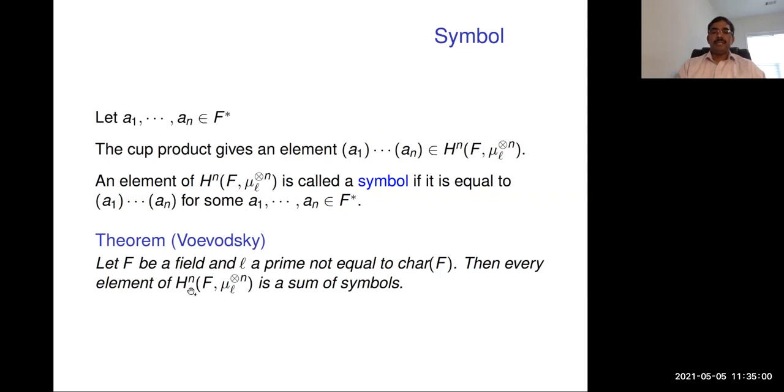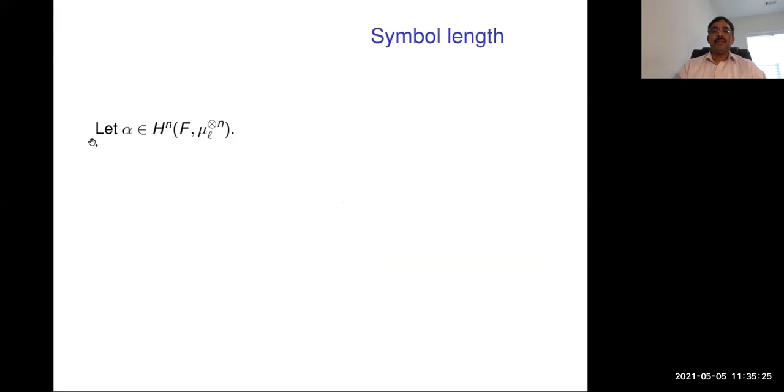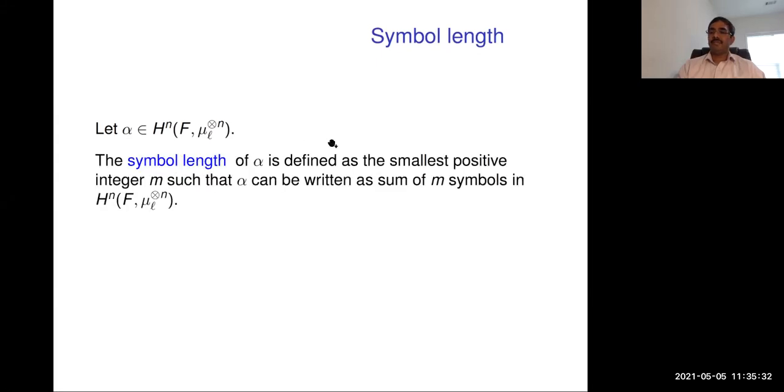And for more general fields and n, the theorem of Voevodsky says that every element in H^n(F, μ_ℓ^{⊗n}) is a sum of symbols. For n equal to 2, this says the 2-torsion of the Brauer group is generated by quaternion algebras. That is a famous theorem of Merkurjev. So take any element alpha in H^n(F, μ_ℓ^{⊗n}). Then by the theorem of Voevodsky, we know that it is a sum of symbols.